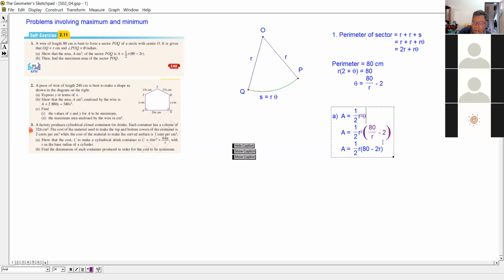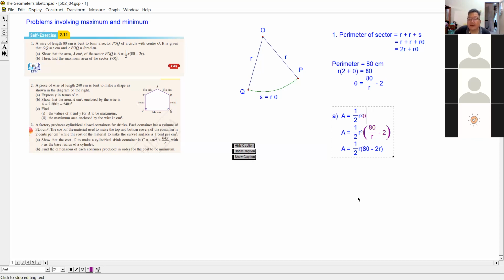After that, you multiply the r into this bracket. Now here we have r square, which means we have r times r. One of the r you multiply into the bracket, the other r you leave outside the bracket. When I multiply this with r, it becomes 80. When I multiply this with r, it becomes 2r. So we have proven the formula.